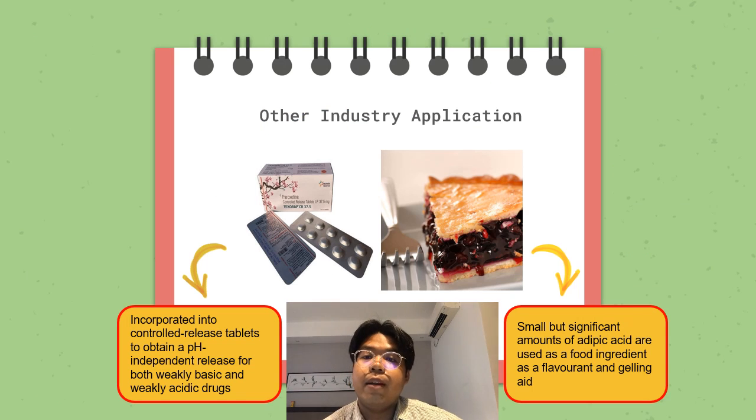Okay, besides the chemical and polymer industry, adipic acid has also been incorporated into controlled release tablets, used to obtain a pH independent release for both weak acids and weak bases. It has also been incorporated into polymeric coatings for hydrophilic monolithic systems, to modulate the pH, resulting in zero order release of hydrophilic drugs. While in foods, small but significant amounts of adipic acid are used to give that jelly texture, for example in strawberry jam, as a flavoring and gelling aid, and it is used in some calcium carbonate antacids to make them tart.